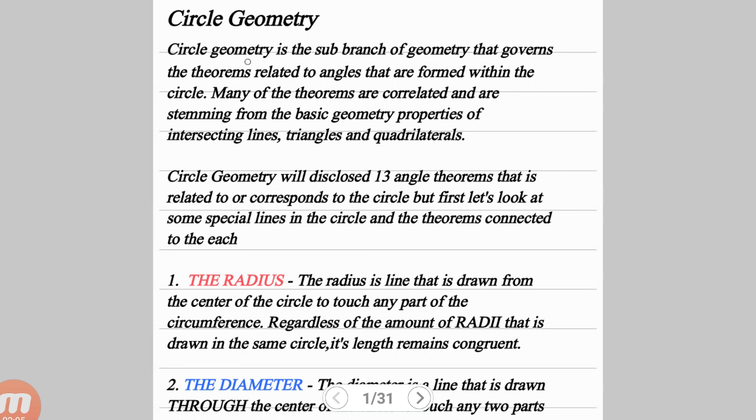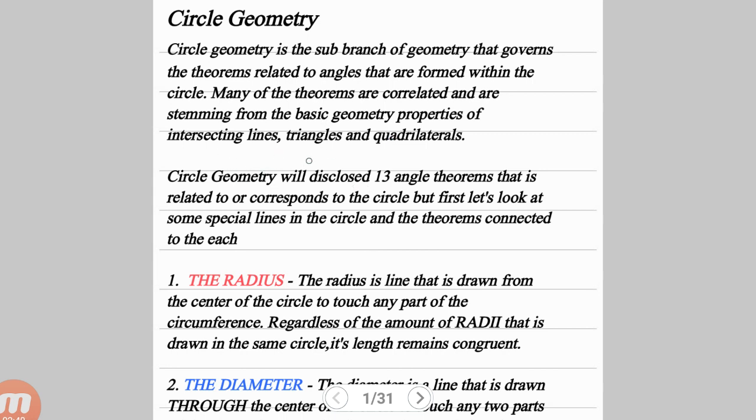As you can see here on the screen, I have some information brought up, and it says that circle geometry is the sub-branch of geometry that governs the theorems related to angles that are formed within a circle. So everything that we're going to be discussing relates to angles within a circle. Many of the theorems stem from the basic geometric properties of intersecting lines, triangles, and quadrilaterals. So you're going to see various types of shapes being created by these lines, and with these shapes, there will be angles affiliated with them.